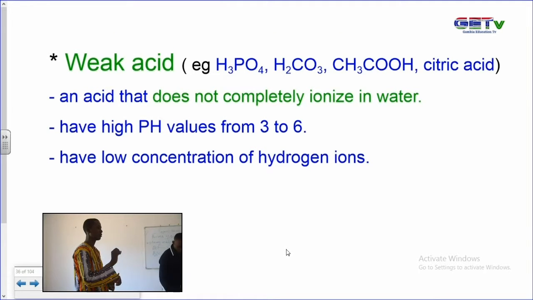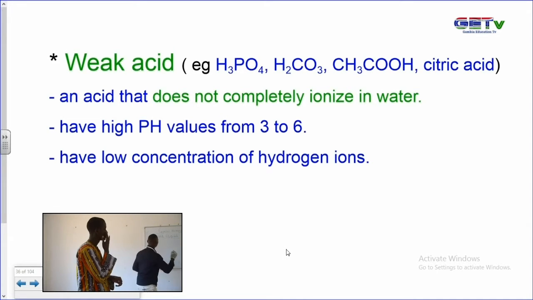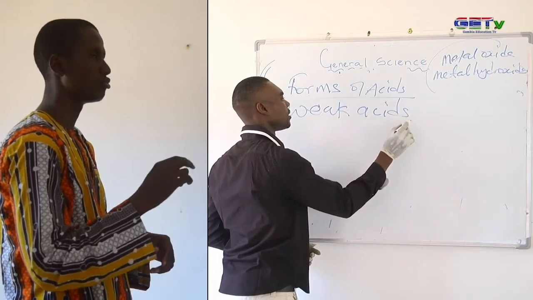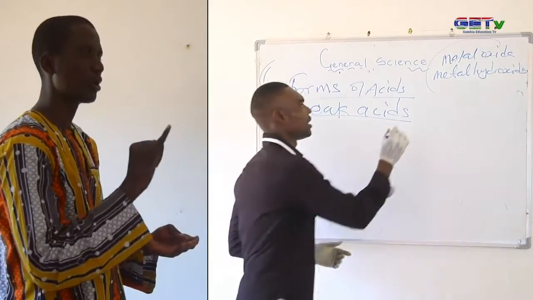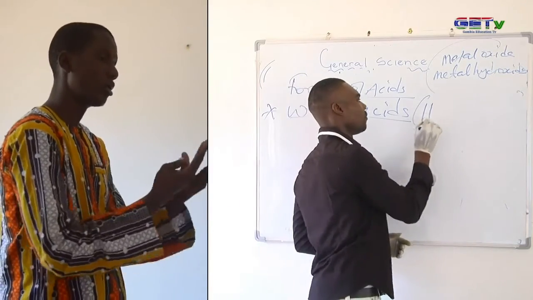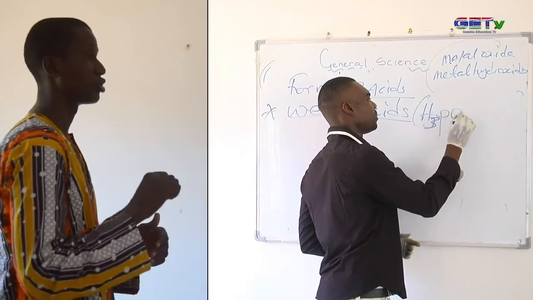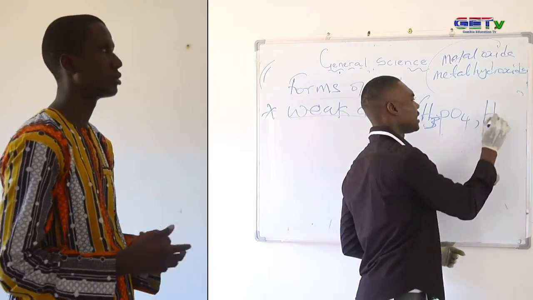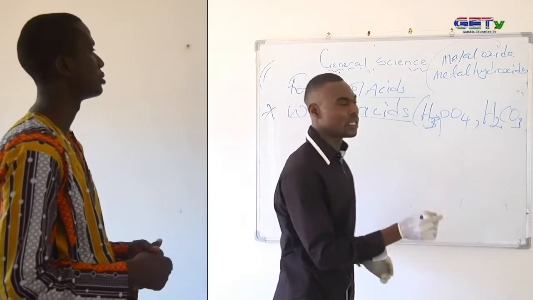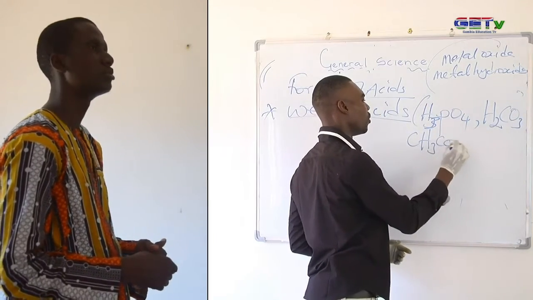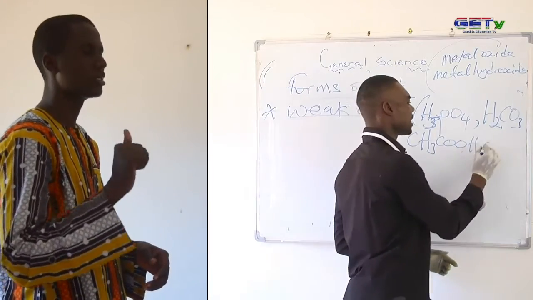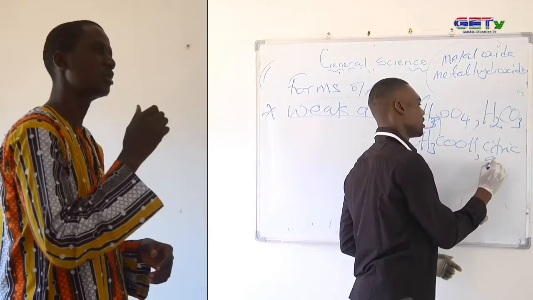We have weak acids. Weak acids are just the opposite of strong acids. What are weak acids? Weak acids are acids that do not completely ionize in water. An example of weak acids is phosphoric acid, H3PO4. Carbonic acid is a weak acid, H2CO3. Ethanoic acid, CH3COOH. Citric acid, found in citrus fruits.